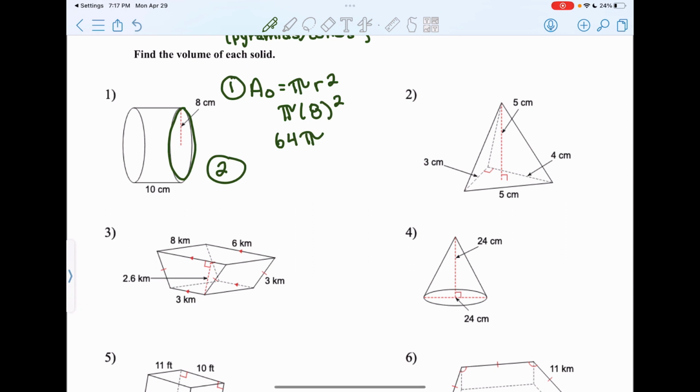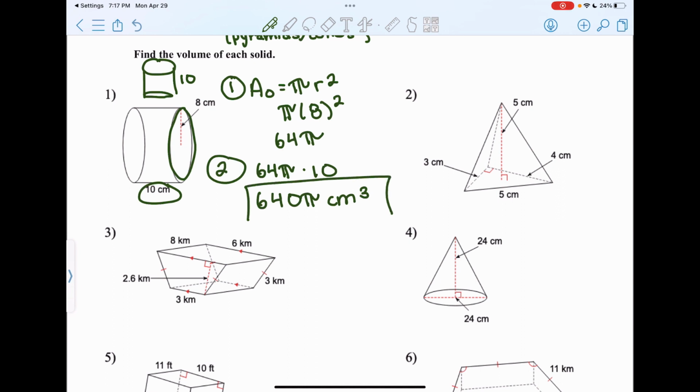Step 2, I have to multiply my area of the base times the height. And when you look at the height, you need to imagine that the base is on the floor. So imagine we were to stand our cylinder upright, you would see that the height is 10 centimeters. So 64 pi times 10 gives me a volume of 640 pi centimeters cubed. I did not have to divide by 3 because a cylinder is not a pyramid or a cone.